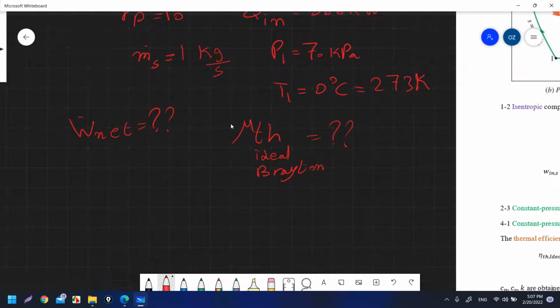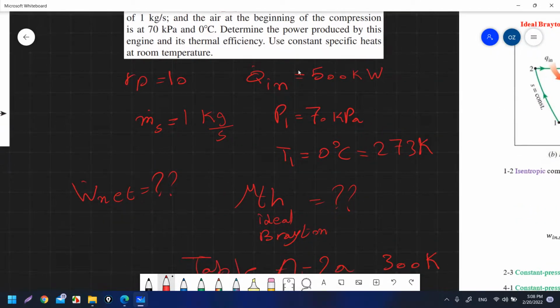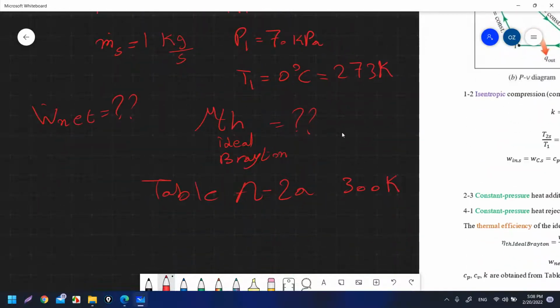Constant specific heat at room temperature is 300 Kelvin. So table A-2a. In this cycle, we are not using the average Cv or Cp. We're using Cv, Cp, and k, the specific heat ratio under a temperature of 300 Kelvin, the room temperature. So use constant specific heat, and we will solve this question also with variable specific heat. So these are the two requirements.